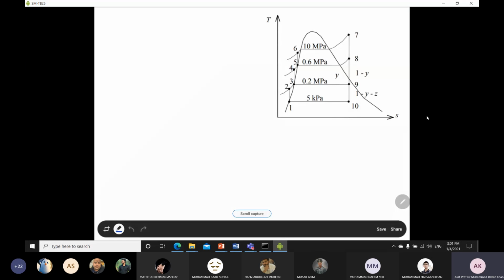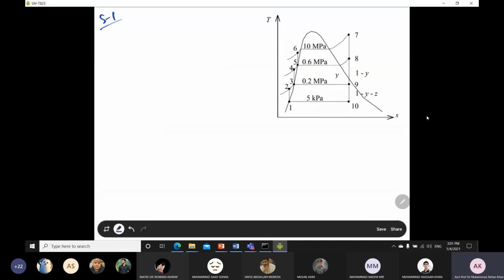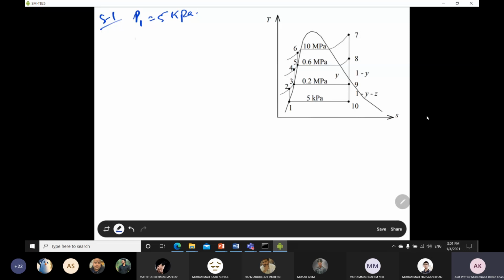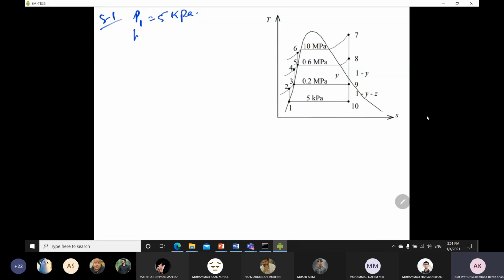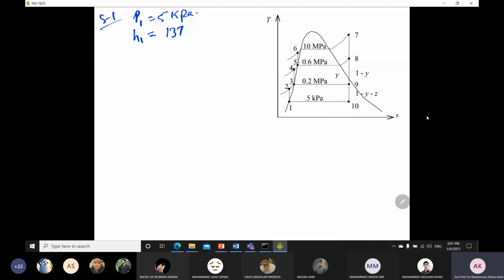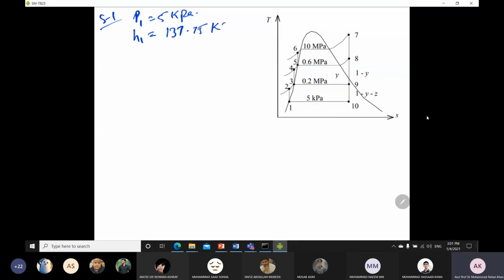Okay, starting from your point number 1. So again, state number 1, the conditions are given in your question. At state number 1, your pressure is 5 kilopascal. So you have to go to your steam table, water tables, and you can just find your enthalpy value against this 5 kilopascal for your saturated liquid state. 137.75 kilojoule per kg is your enthalpy value.